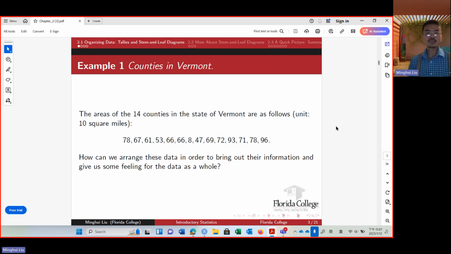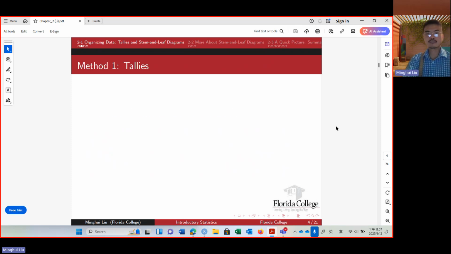So what we want to do is to arrange this data in order to bring out its information and give us some feeling for this data as a whole. There are a couple of different ways to do it. One way is to use what we learned, called the histogram. That will work. Or alternatively, you can also use the cumulative frequency diagram that we learned in the previous chapter. That would also be an excellent tool. Now, today we're going to learn a different method called the tallies.